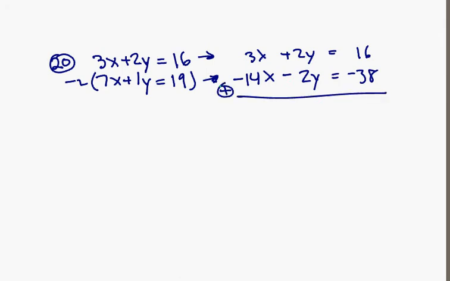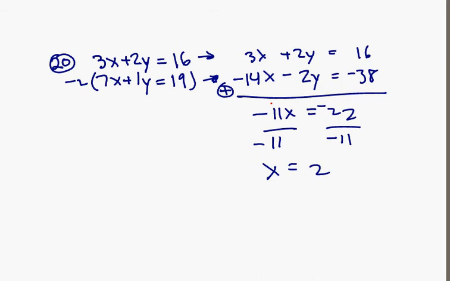And then adding these two equations together, I get negative 11x equals negative 22. Dividing both sides of the equation by the coefficient of the variable, which is negative 11. Divide this side by negative 11. I get x is equal to 2. Alright?